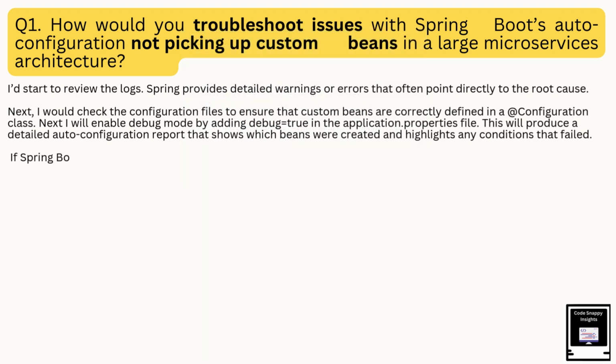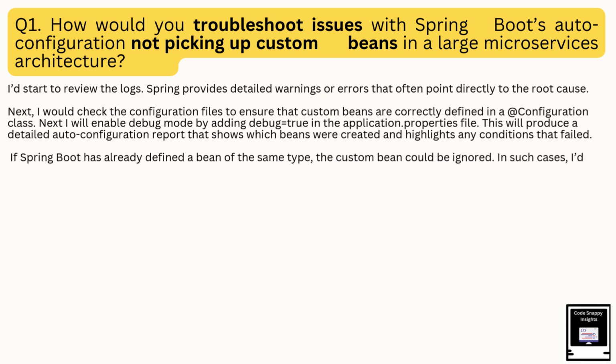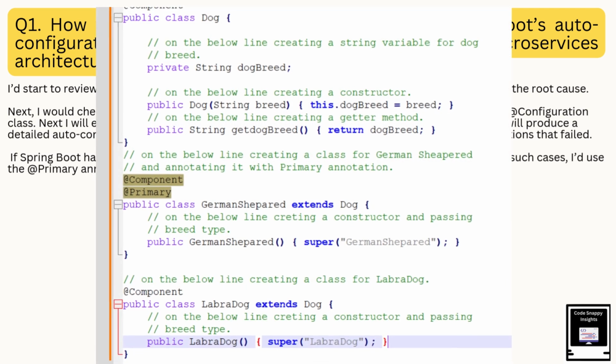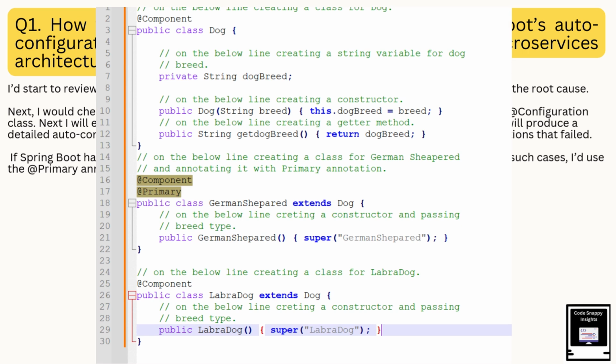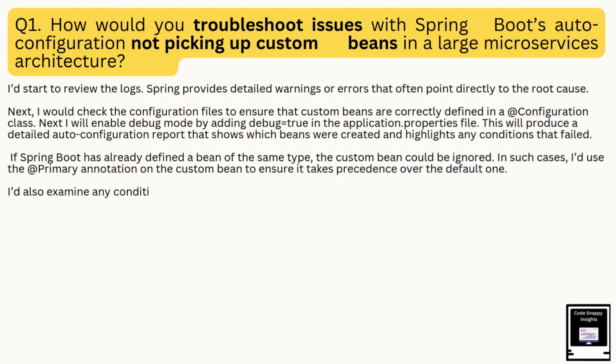Next, if Spring Boot has already defined a bean of the same type, the custom bean could be ignored. In such cases, I would use the @Primary annotation on the custom bean to ensure it takes precedence over the default one. I would also examine if any conditional annotations might be affecting the bean.